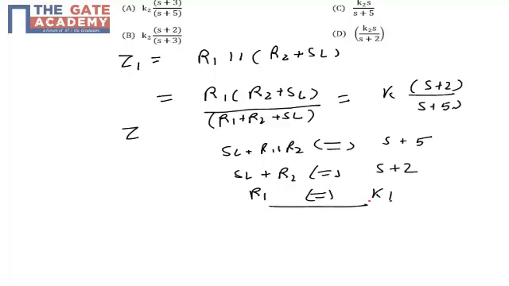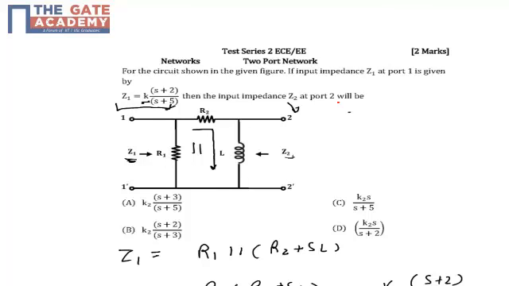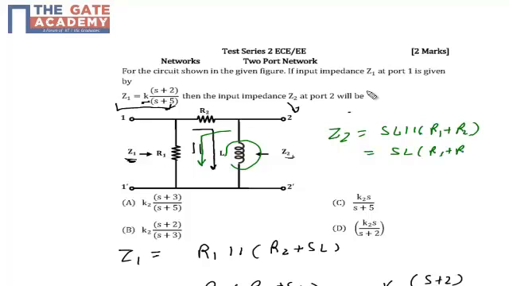Okay, now if I find out the impedance with respect to terminal 2 and 2 dash, which is Z2, my SL will be in parallel with R1 plus R2. So my Z2 will be SL in parallel with R1 plus R2. So the expression for Z2 will be SL times (R1 plus R2) upon (SL plus R1 plus R2).